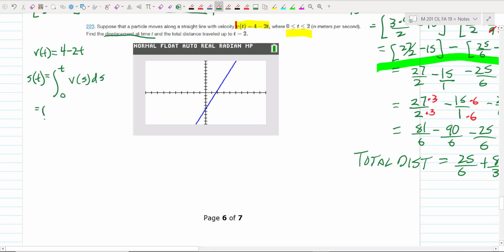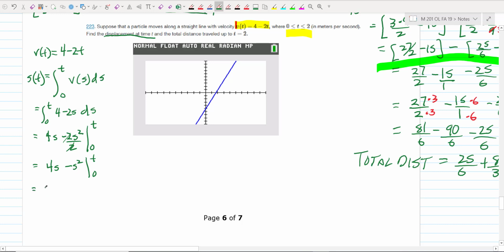So we're doing the integral from 0 to t, and we're doing 4 minus 2s ds. Okay, I'm just changing the variable. I can use any variable I want to, just kind of an intermediate variable. So when I do that, the antiderivative is 4s minus 2s squared over 2, and then that gets evaluated from 0 to t. Okay, so the 2's cancel out. I've got the antiderivative 4s minus s squared evaluated from 0 to t.